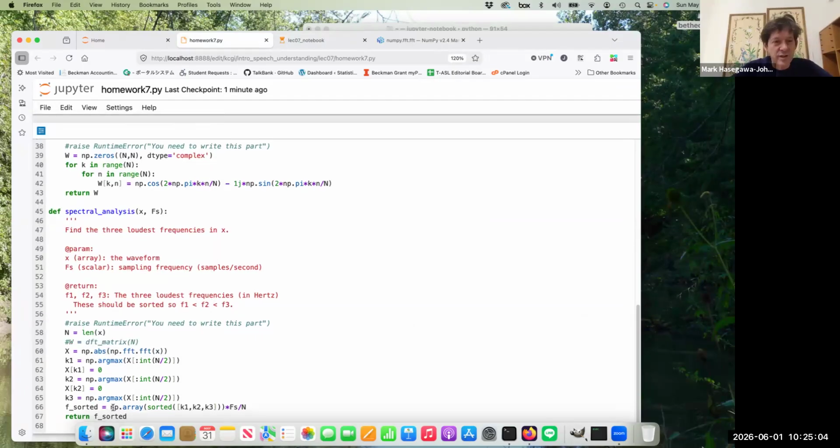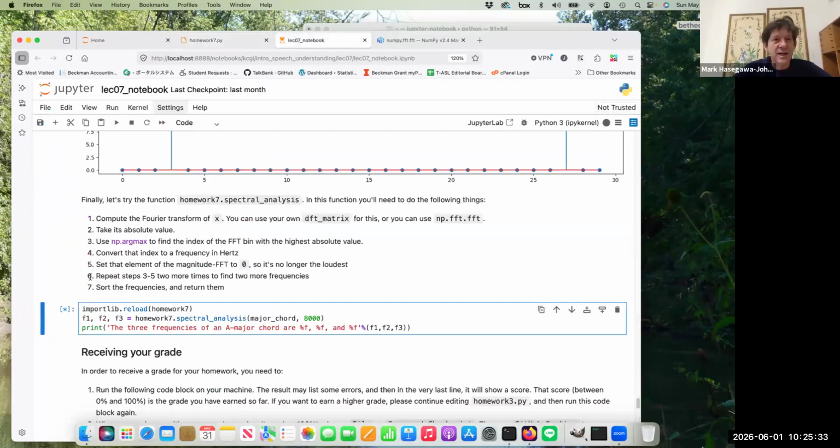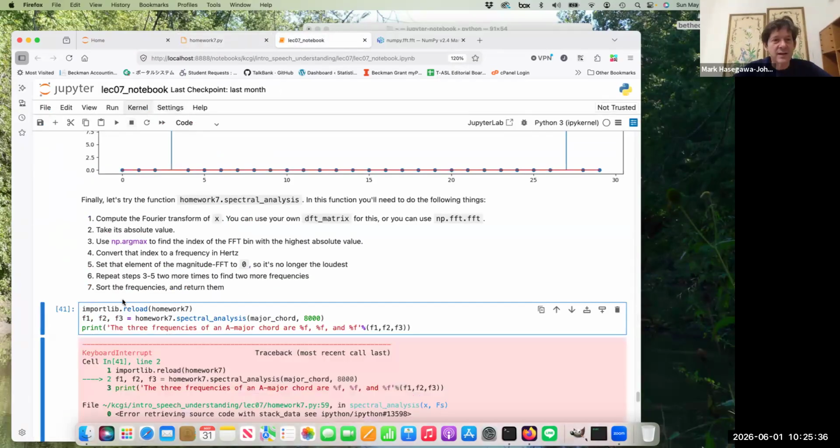And what else do I want? F sorted is a NumPy array. I'm supposed to return this as a tuple though, so let me turn that NumPy array into a tuple. F1, F2, and F3. Actually, let me return them value by value. F sorted 0, F sorted 1, and F sorted 2 just to get all three of them to come back. So I'll save that. Let me go over here and see it still hasn't calculated, so let me stop that and let me try running it again and see if it works now.